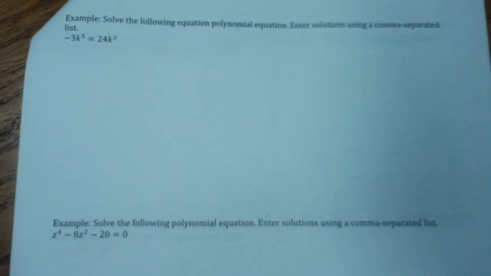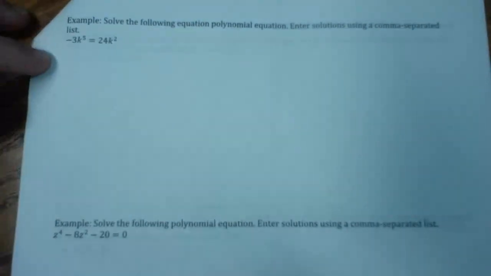Solve the following polynomial equation. Enter the solutions using a comma separated list. Negative 3k to the 5th equals 24k squared. We always want to put it in standard form, so let's move everything to one side. I'm going to move this negative 3k to the other side just so that it's positive. It doesn't matter what side. So adding positive 3k to the 5th to both sides to put it into standard form.